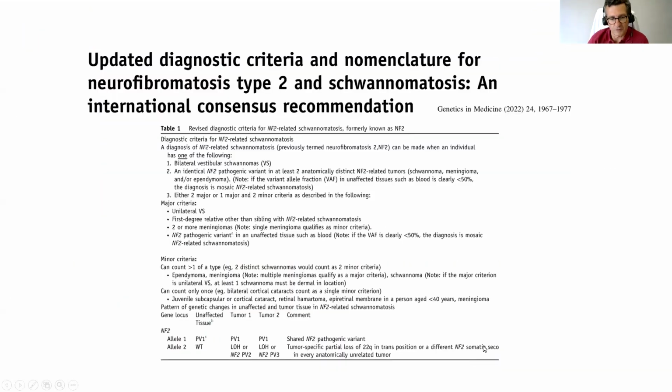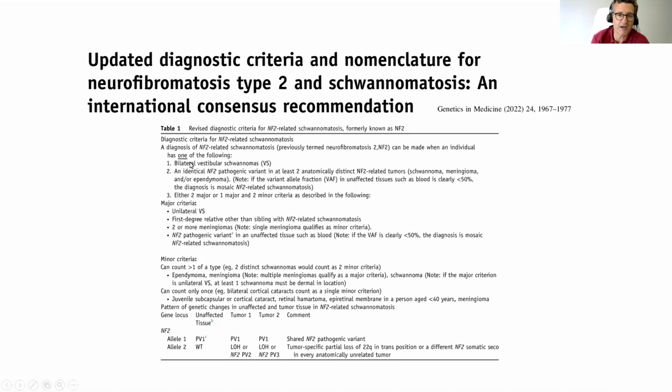The first slide is about the new classification. Just to remind that now we don't talk about NF2. I will say NF2 in my talk, but it's formally NF2-related schwannomatosis. This classification was published 2 years ago, and it's a modification of the previous classification done by Garrett Evans.